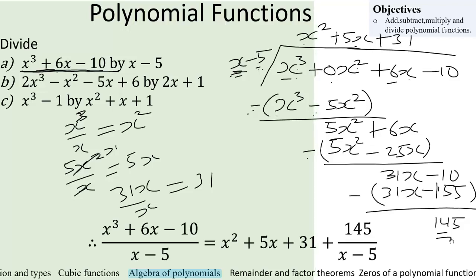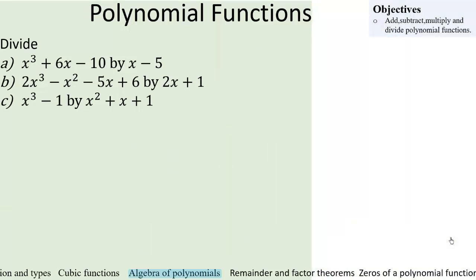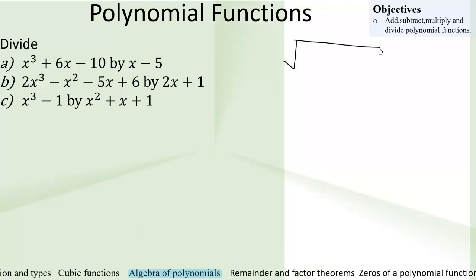Let's look at the b part. So with the b part, we have 2x cubed.